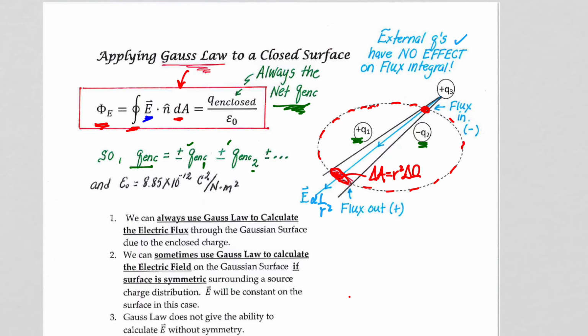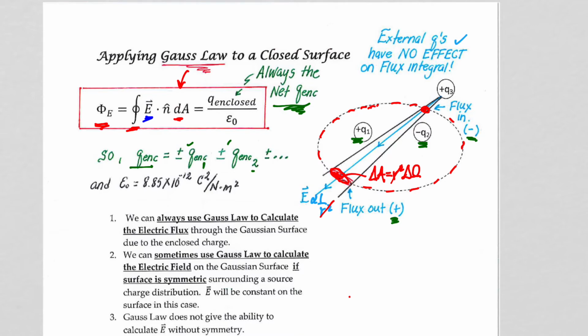the solid angle. Those r squareds cancel out, and the flux calculation, the flux in this case, because it goes opposite to the n hat vector, and the flux out, positive, because it goes in the direction of the n hat vector, will cancel out perfectly. So always, always, always, external Q's do not contribute to the flux integral.